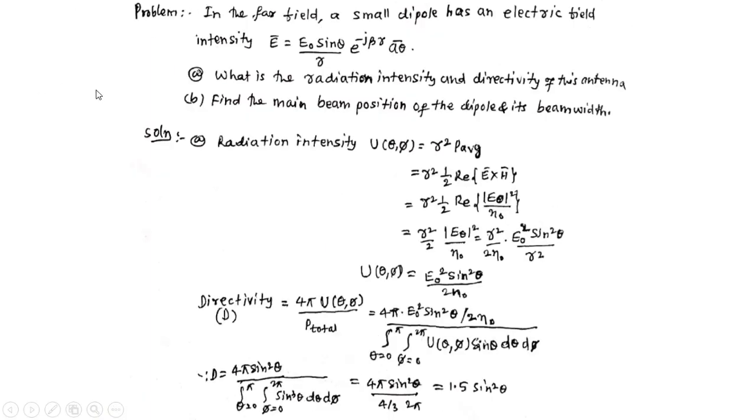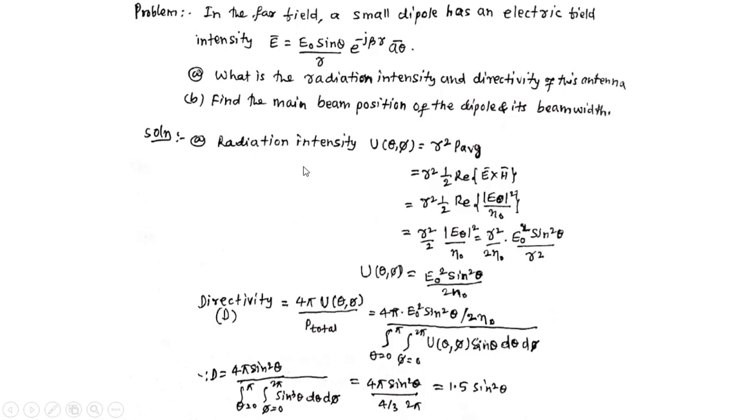Next problem. In the far field, a small dipole has an electric field intensity E bar equal to E naught sin theta divided by R, e raised to minus j beta R, a theta bar. What is the radiation intensity and directivity of the antenna? Find the main beam position of the dipole and its beamwidth.